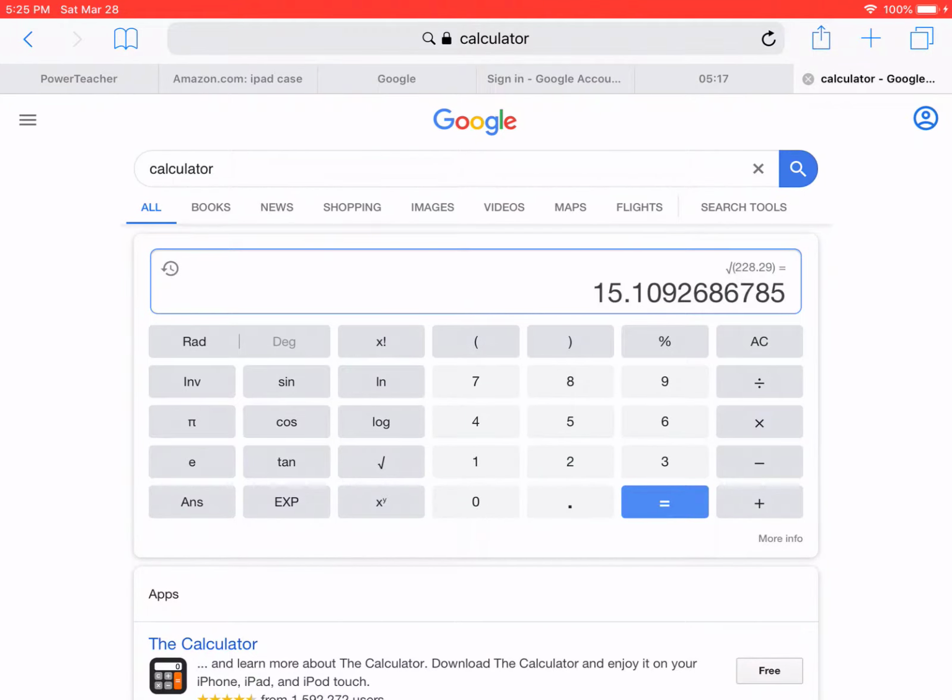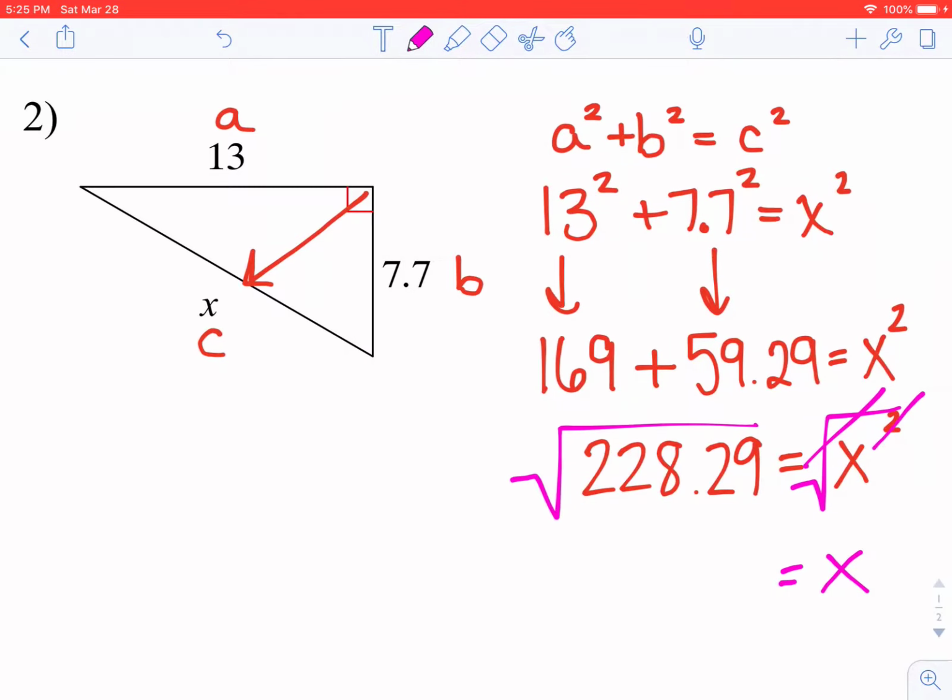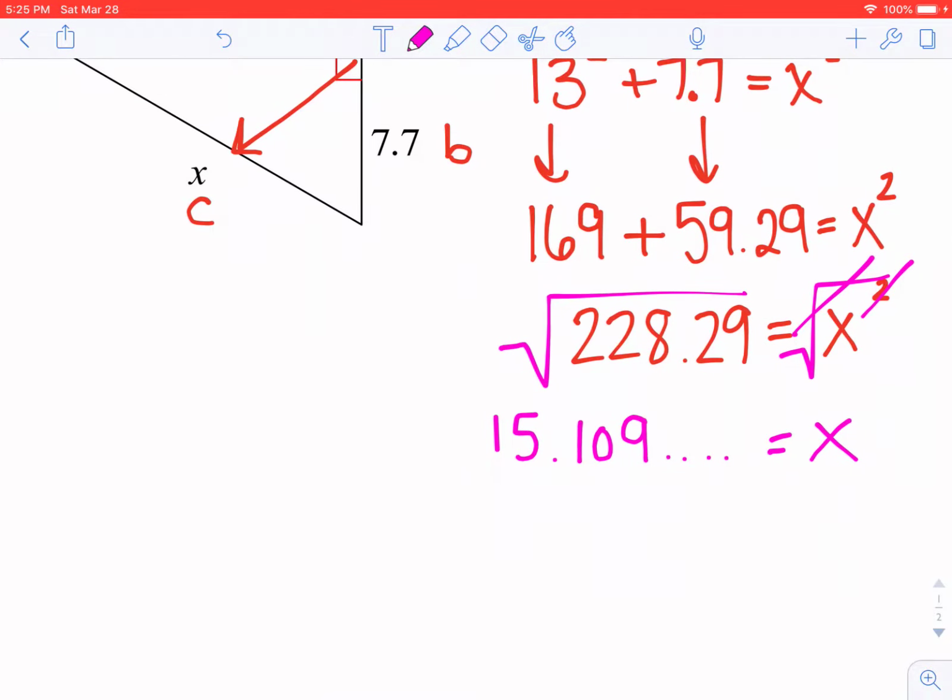So it's giving me a really long decimal, 15.109, blah, blah, blah. I'm just going to write a few of those decimals down. 15.109. That's what I'm going to write. And then it just kept going. And the instruction said to round to the nearest tenth. That is going to be the value just to the right of the decimal. So I want to round the 1.